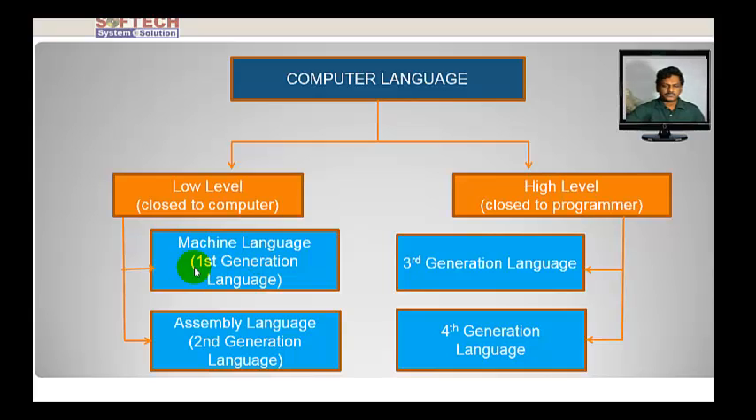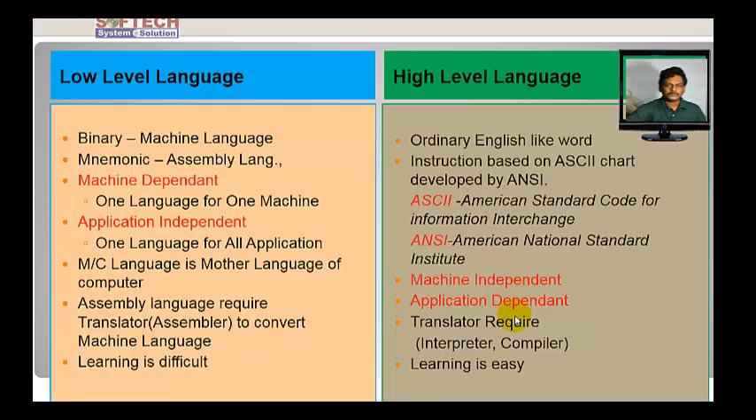It is also called first generation language. The second type is assembly language, also called second generation language, shortly 1GL, 2GL. So low level has two types: one is machine language or 1GL, the second one is assembly language or 2GL. High level language also has two types: one is 3GL, third generation language, and 4GL, that is fourth generation languages.